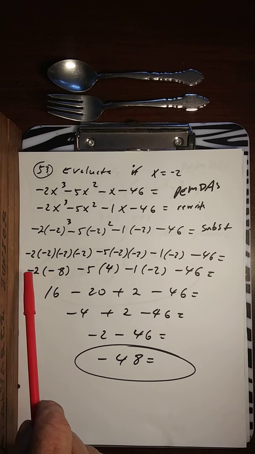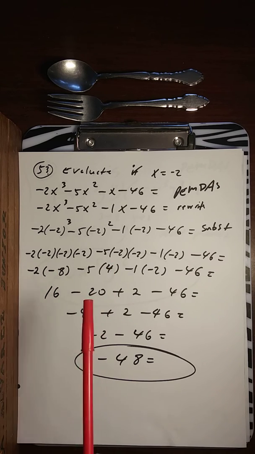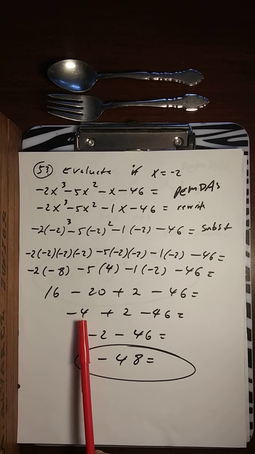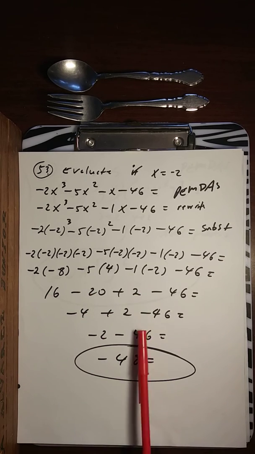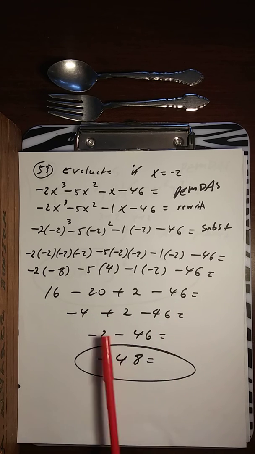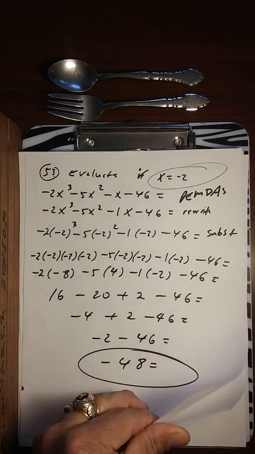So we have negative times a negative is a positive. Negative times that is going to be a negative. And that's going to be a positive in that. So let's put these together. 16 minus 20 is negative 4. And copy these down. And this is going to be negative 2 minus 46. And this right here will be a negative 48. So all I did is I substituted this in for all the x's in that formula right there.